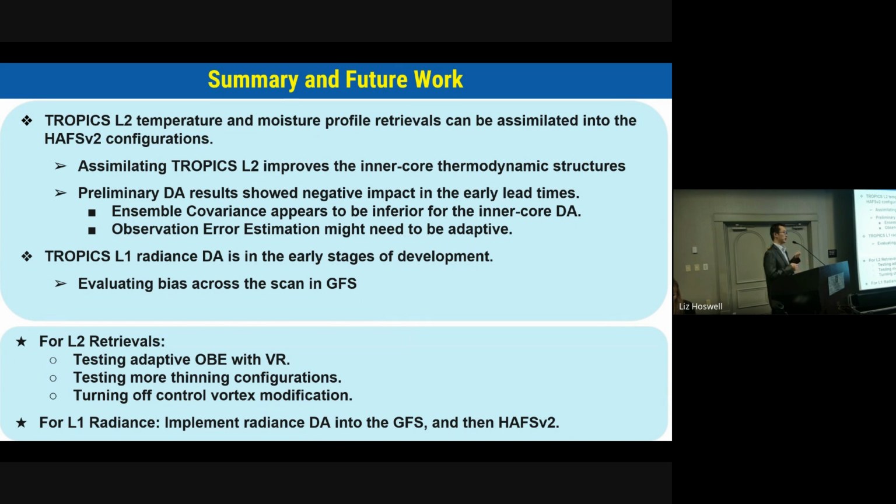For example, we need to tune our thinning because this is a random configuration here. And also we may want to try turning off the vortex initialization because we are still modifying storm intensity based on the TC vitals when we have those continuous samplings of the inner core. That may conflict with what is ideally produced from the model. And for the level 1 radiances, we are still waiting for them to be ready for the GFS first, and then we can start to investigate for HAFS version 2. Okay, thank you.